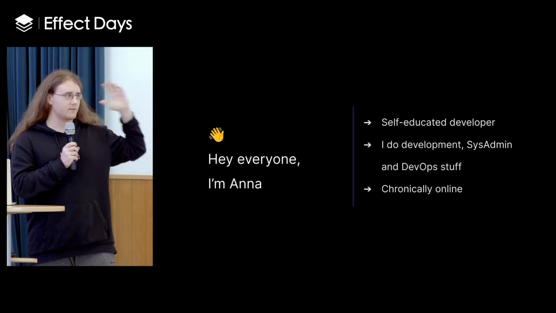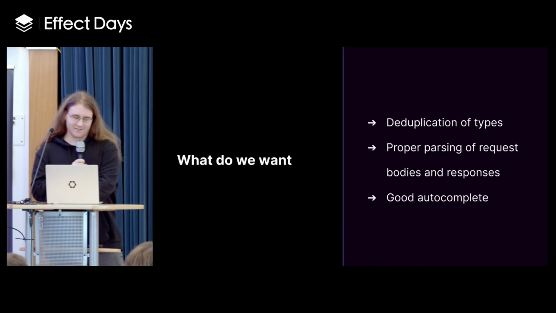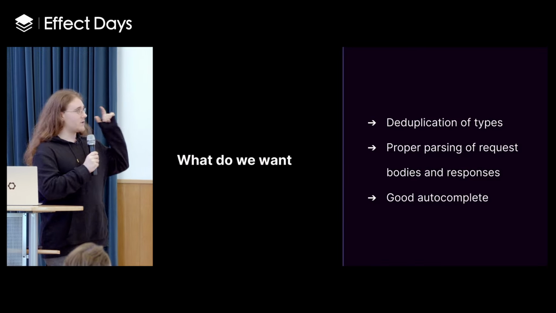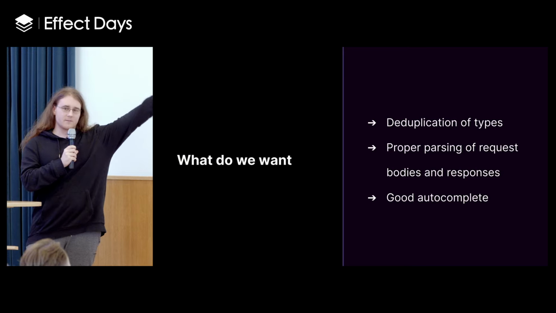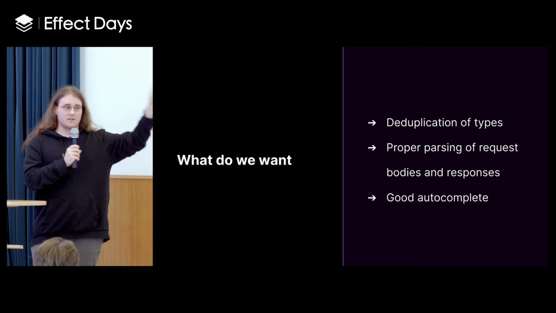Obligatory meme that it should be super easy, right? Right? No, that's not right. It's not easy. So what we want is deduplicated types, so we don't have to do "as whatever" or have a schema that's just a TypeScript type definition. We want proper parsing of request bodies and responses, and we want actually good autocomplete without having to manually enter "this should be this type."